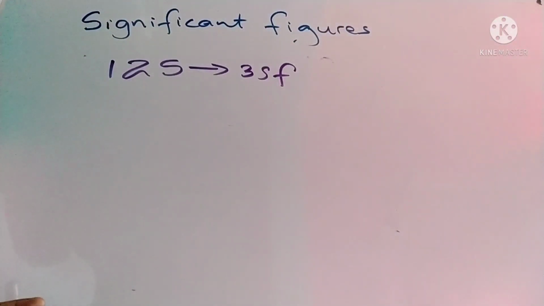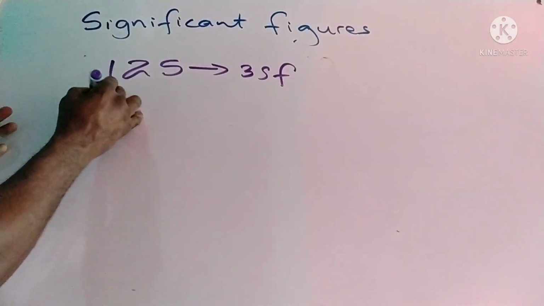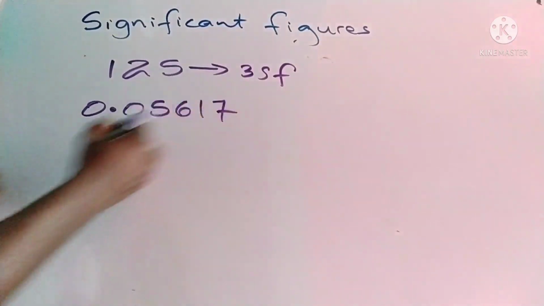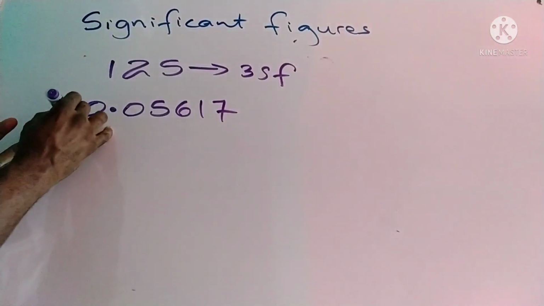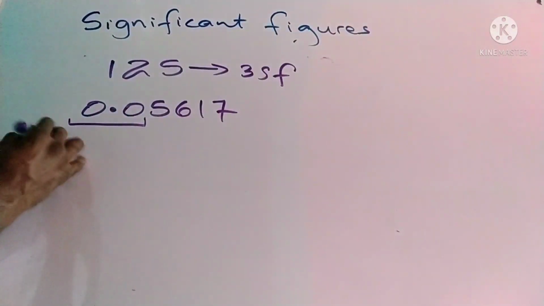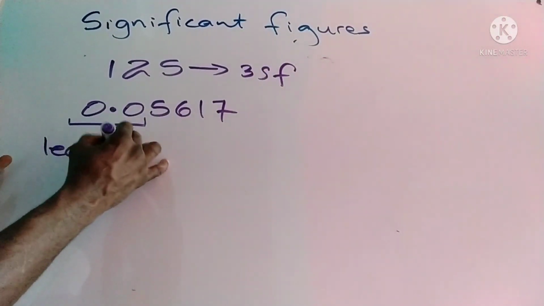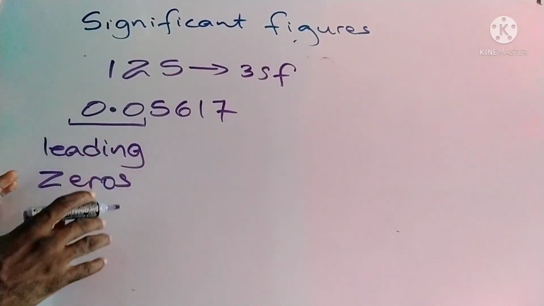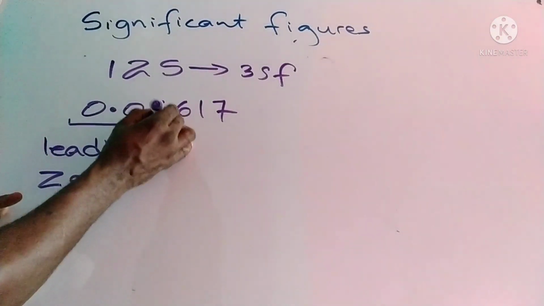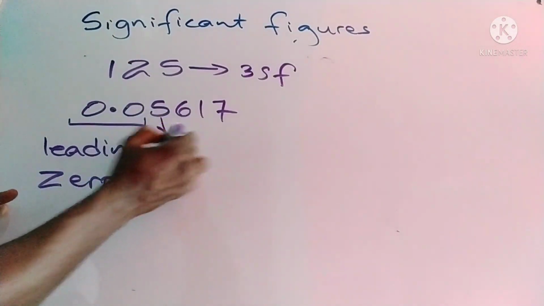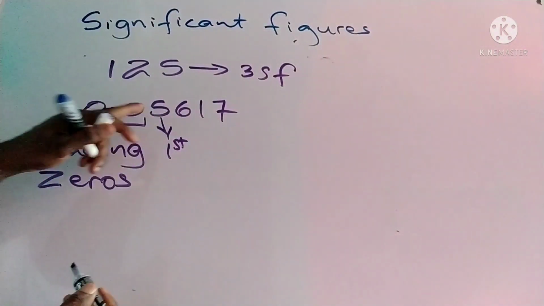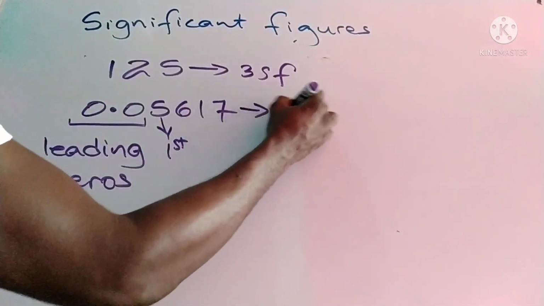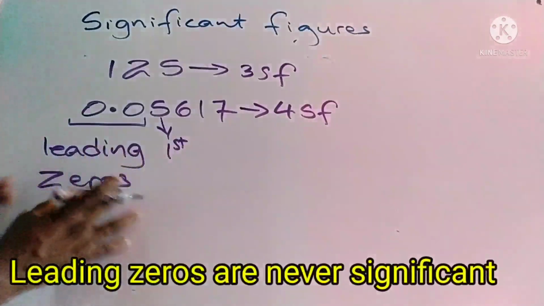Let us say I'm looking at 0.05617. Then, because these zeros are at the front, I normally call them leading zeros. Leading zeros are never significant. So this would be where my first significant figure starts, at the 5. So the first, the second, the third, and the fourth. So here it is, I have 4 significant figures right there.